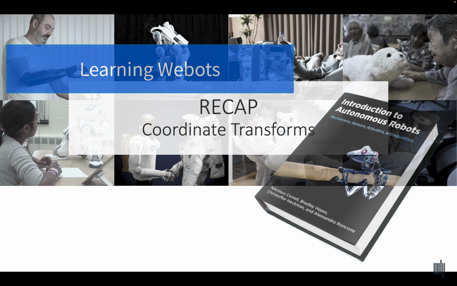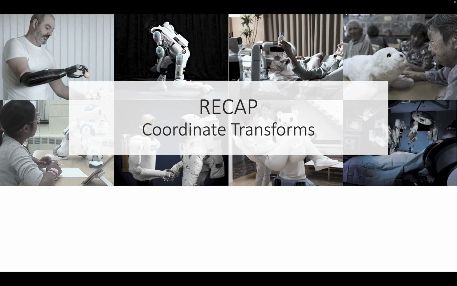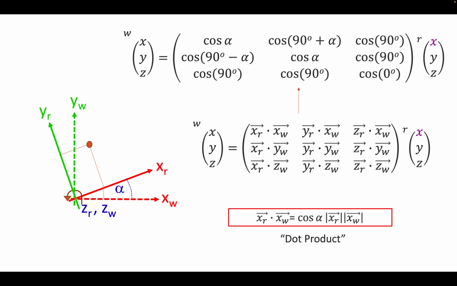Before we get started, a little recap on coordinate transforms from the first course of this Coursera specialization. We introduced you to the idea of transforming one coordinate system into another. In this case, I have a world coordinate system indicated with W and a robot coordinate system indicated with R, which is rotated by an angle alpha.